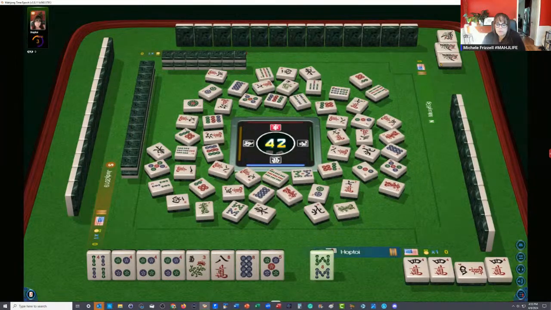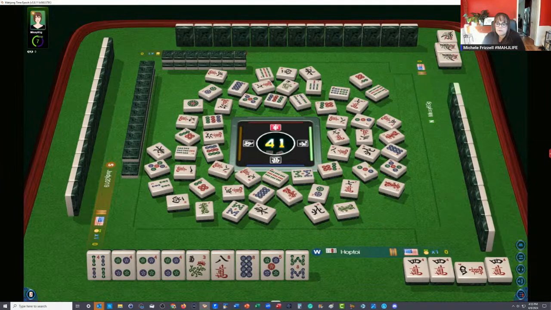It'd be 1, 3, green dragon, bam, and then like 3, 5. No, they're not playing 1, 3, 5. I think they're playing 1, 2, 3, 4, 6 bamboos. I'll bet they're playing 1, 2, 3, 4 over there with a 1 bam pung.